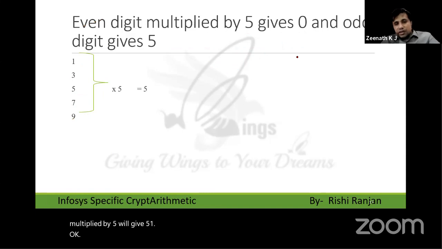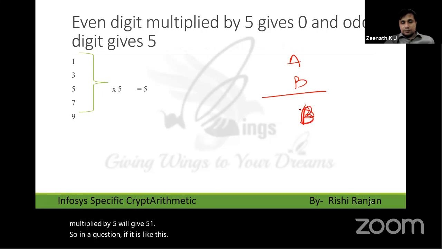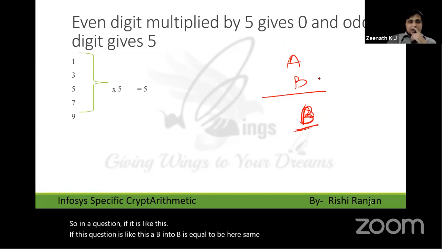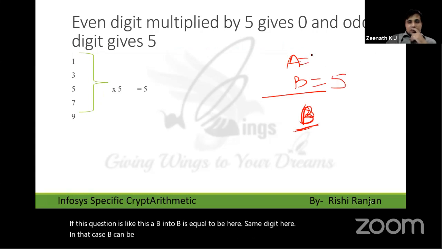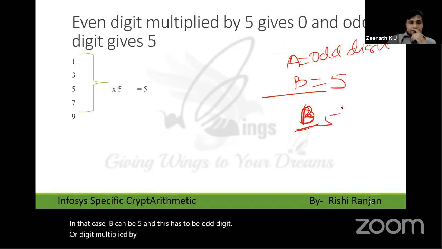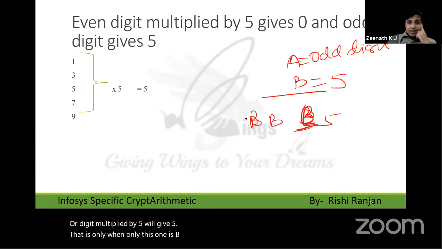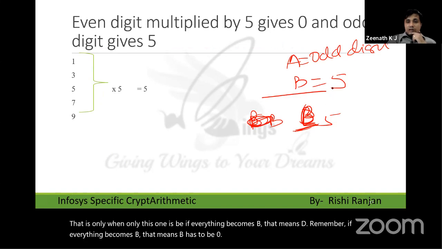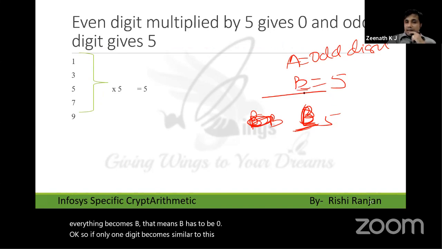So in a question, if it is like this, A, B into B is equal to B here, same digit here. In that case, B can be 5, and A has to be an odd digit. Odd digit multiplied by 5 will give 5. That is only when this one is B. If everything becomes B, that means, do you remember, B has to be 0. So if only one digit becomes similar to this one, in that case, B is 5 and A is some odd digit.